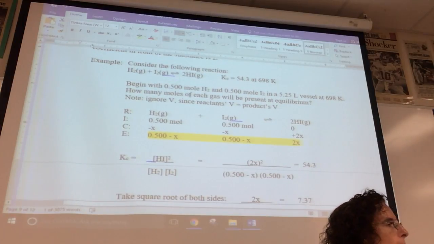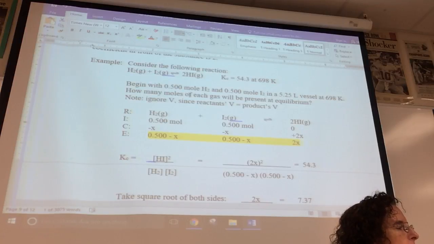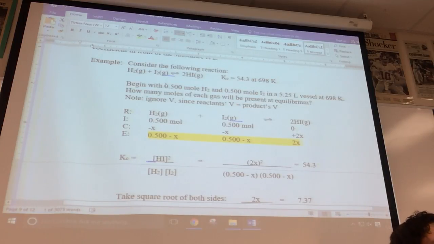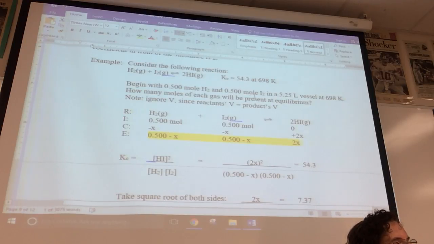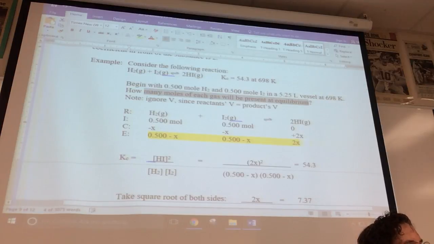It says, consider the following reaction. You're generating hydrogen iodide from hydrogen gas and iodine. The Kc is 54.3 at the specified temperature. It says begin with 0.5 moles of hydrogen gas and 0.5 moles of iodine. And the fact that these are both the same makes life simpler. This is something you could be assessed on. The volume is provided as well. We want to know how many moles of each gas will be present at equilibrium.